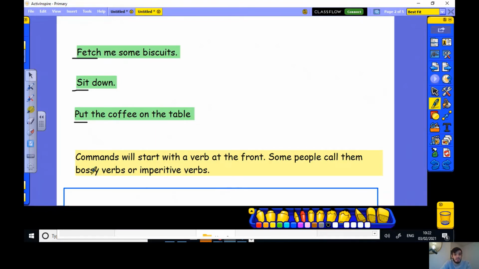Some people call these bossy verbs, or the technical name, imperative verbs. But don't worry too much about that. As long as you're putting your verb at the front: fetch me some biscuits, sit down, put the coffee on the table. It's not past tense. It's an instruction. It's telling someone to do it now. The verb goes at the front of the sentence.